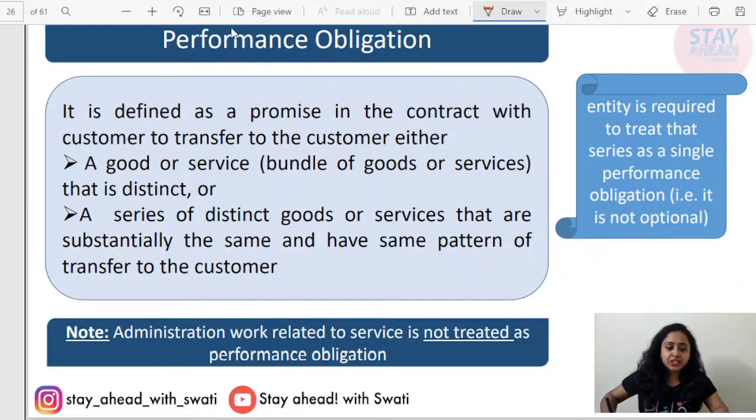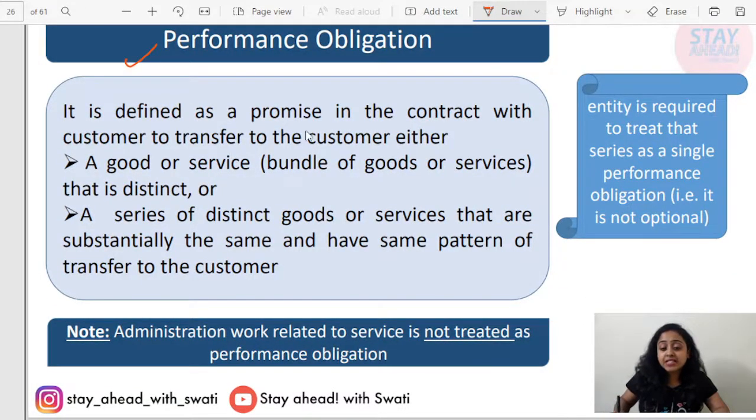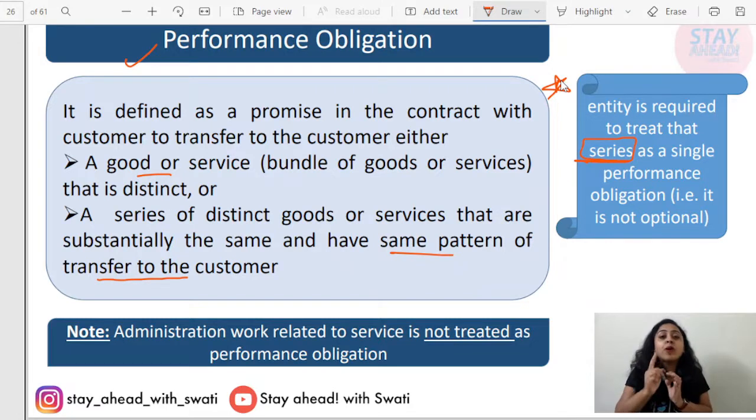Okay, performance obligation. Next, it is defined as a promise in the contract with the customer to transfer to the customer either a good or service, or a bundle of goods and services, or distinct goods and services that have the same pattern of transfer to the customer. The entity is required to treat a series as a single performance obligation. This is very important. If there is a series of goods and services being transferred, such a series will not be bifurcated separately. Instead, the whole series of transfer of such goods and services will be treated as one performance obligation.